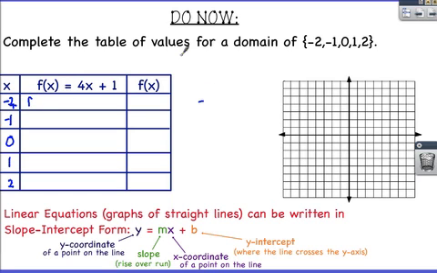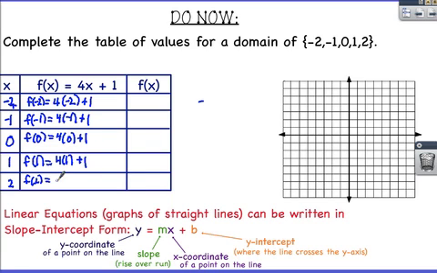So f of -2 equals 4 times -2 plus 1. f of -1 equals 4 times -1 plus 1. f of 0 equals 4 times 0 plus 1. f of 1 equals 4 times 1 plus 1. And f of 2 equals 4 times 2 plus 1.